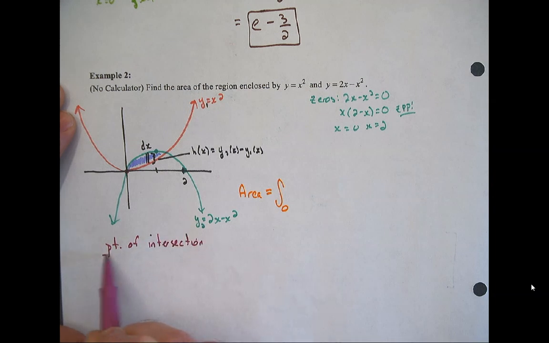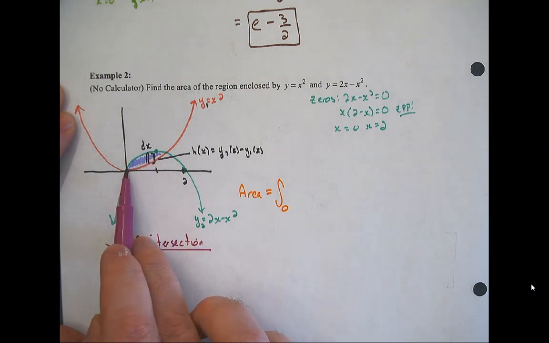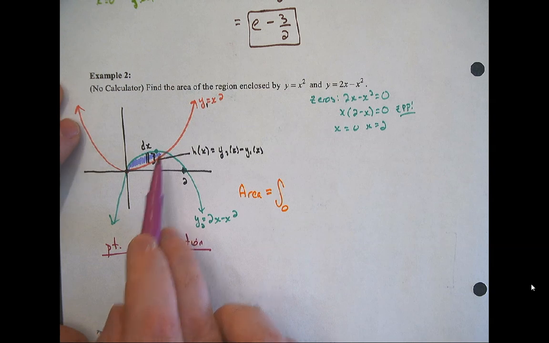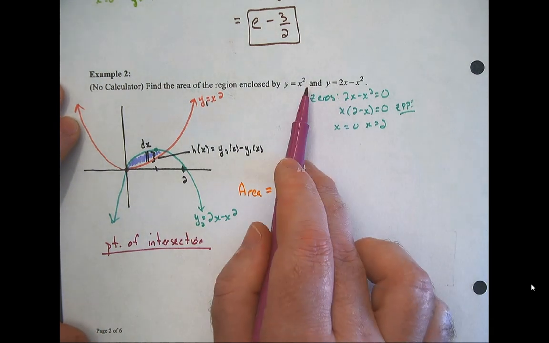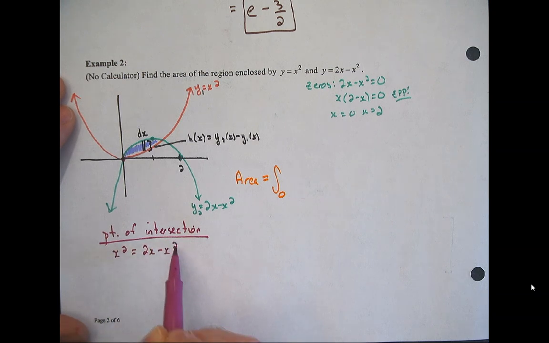Because I have to figure out where that region stops, right? I know it starts at 0, but I need to figure out where it stops. So how do we figure out where two functions intersect? What could we do with the equations for the two functions? And set them equal to each other.